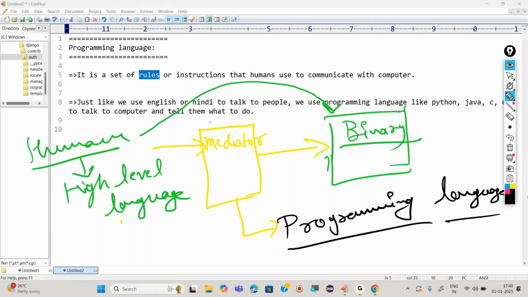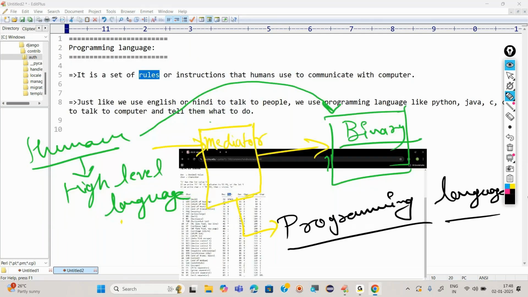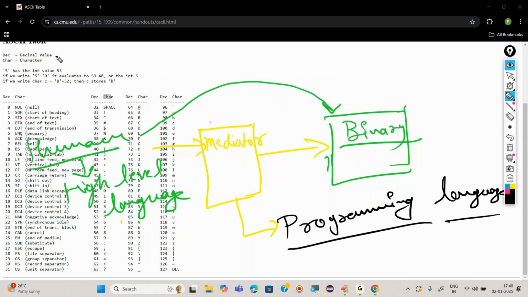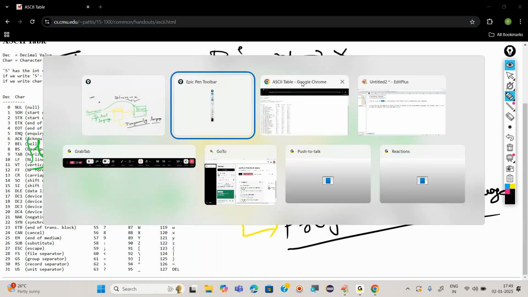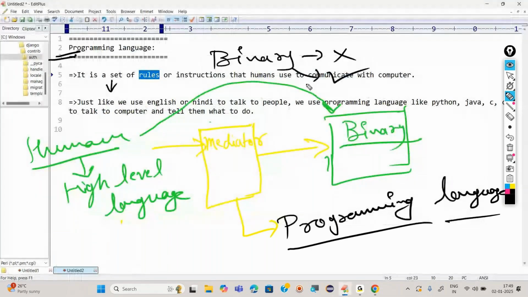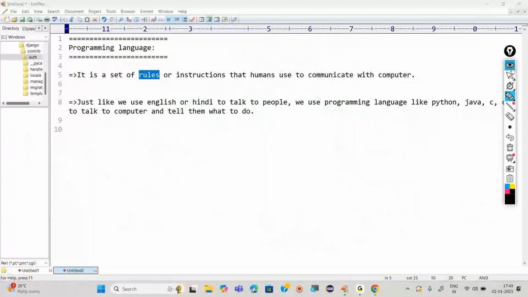This ASCII table is most important because it has the decimal values and the characters. Whatever character we provide to the system, it first converts that into decimal, and decimal into binary. This binary is most important here because as humans we can't understand it, but the system can. So you have to remember these two things whenever you are learning any programming language. You should know what a programming language is. I hope it is clear for you guys. Today we have seen what a programming language is.